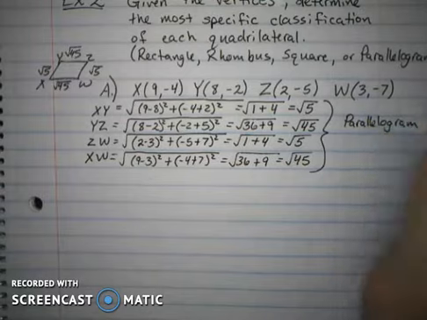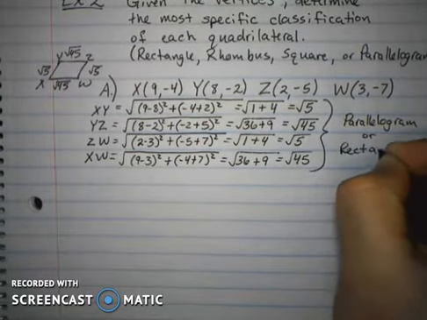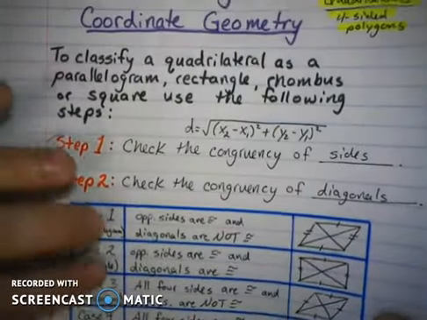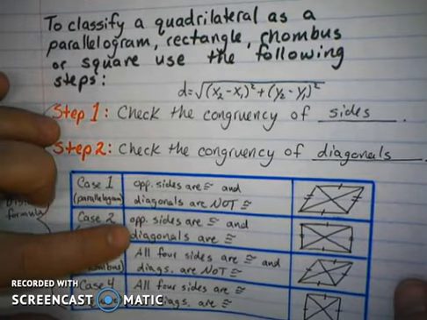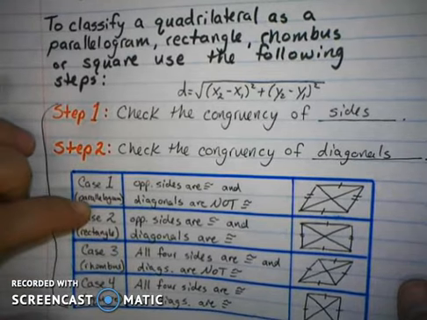We know it's a parallelogram, but it could also be a rectangle. We want the most specific classification. So now we need to determine between these 2 which it should be. And that means we need to look at the diagonals. If the diagonals are congruent, then it's a rectangle. If they are not congruent, it is just a parallelogram.